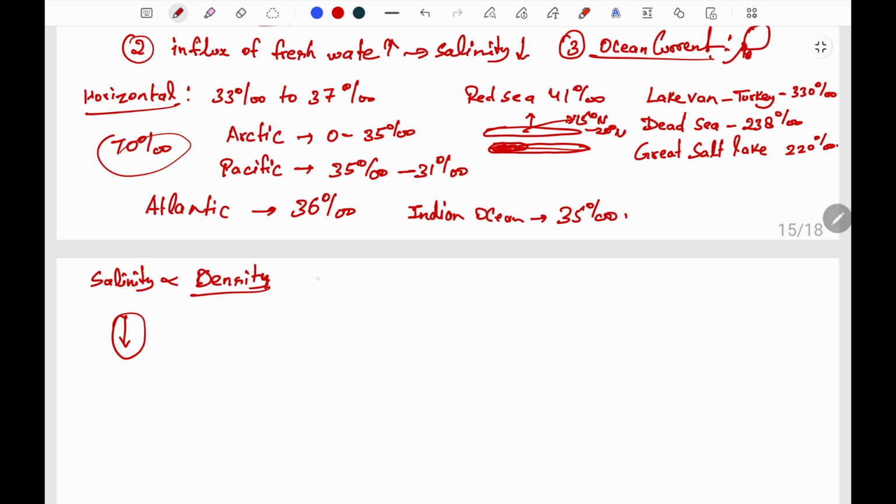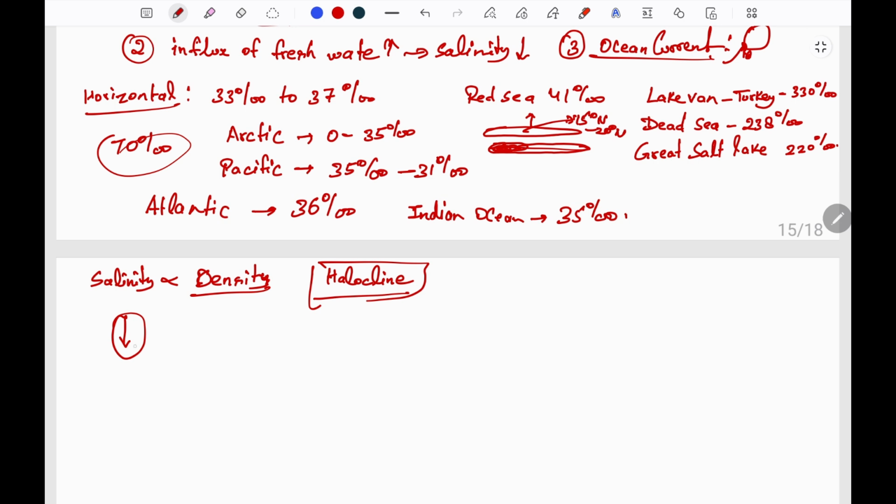Salinity increases with the depth, and then there will be a distinct zone in which the salinity increases very sharply, which is known as the halocline, and thereafter a point it becomes constant. So this is how the salinity is distributed vertically.